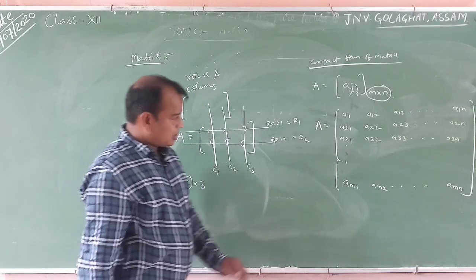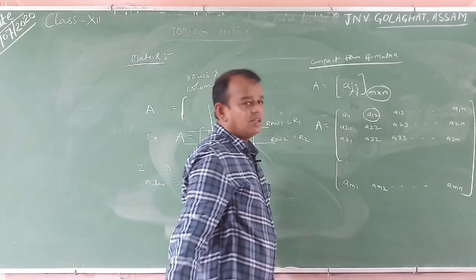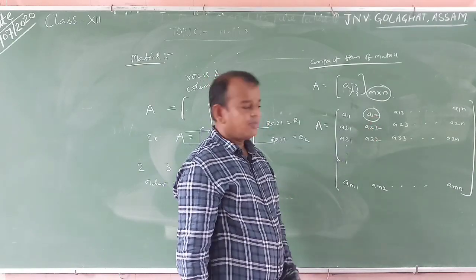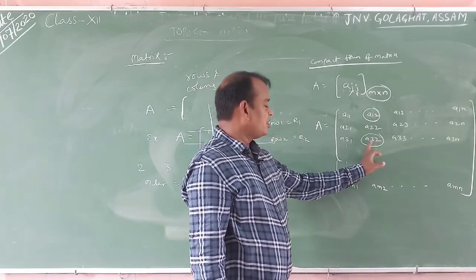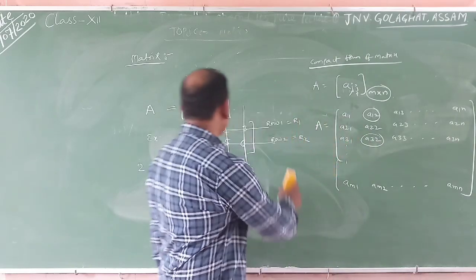In this one, we observe which element is present in which row and column. For suppose we can take A32. The element is present in third row and second column. Third row and second column. In this way.